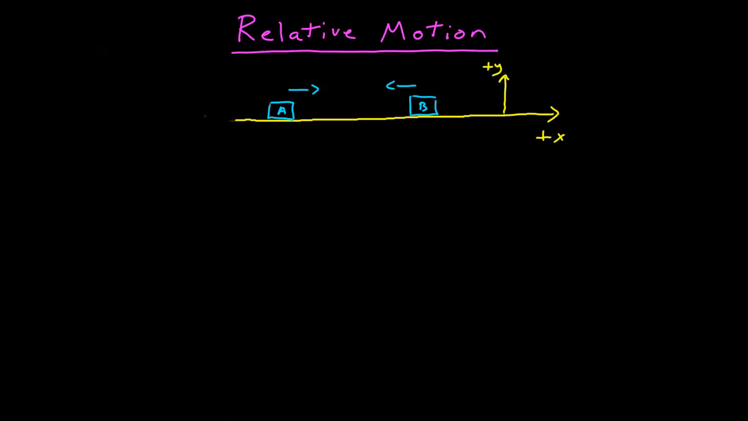And so given that, let's say mass B has a velocity of -2 meters per second i hat, the negative x direction, and the velocity of A would be positive 2 meters per second i hat. These values of the velocity are given relative to a particular coordinate system. And this coordinate system here is fixed relative to the surface that the masses are moving on.